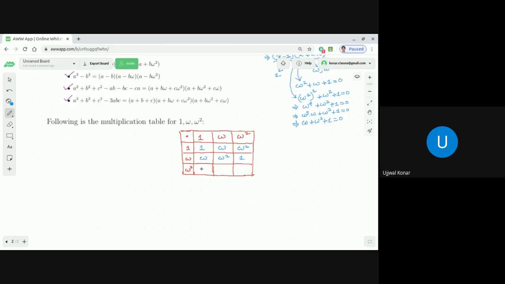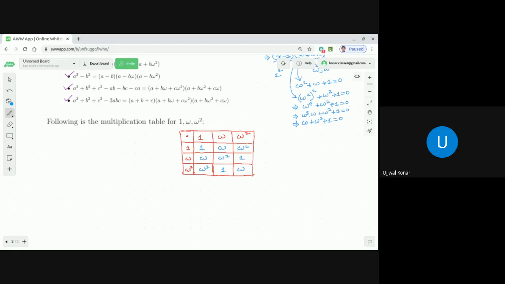Omega square into 1 is omega square. Omega square into omega is omega power 3, which is equal to 1. And then omega square into omega square is omega power 4, that is nothing but omega cube into omega, and that is nothing but omega. Now, whatever I have written in the blue color is the result of the multiplication table.